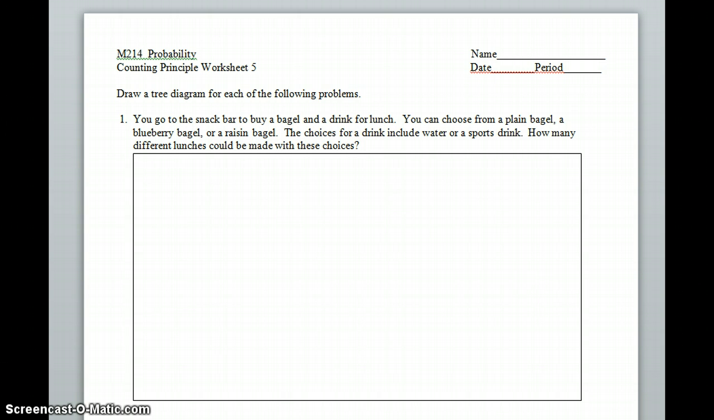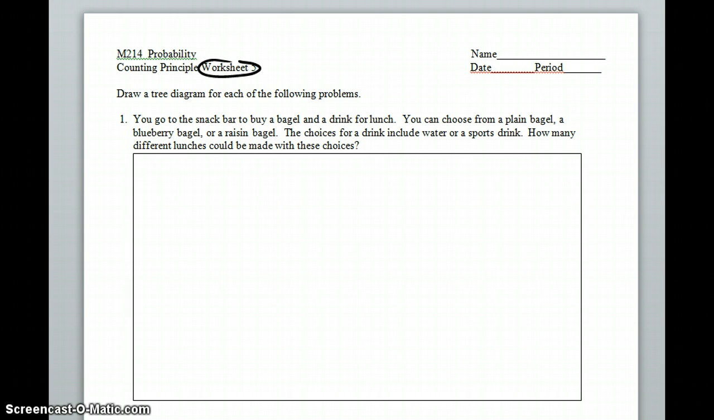Okay. So if we look at worksheet 5, which should be in front of you right now, it says you go to the snack bar to buy a bagel and a drink for lunch. You can choose from a plain bagel, a blueberry bagel, or a raisin bagel. The choices for a drink include water or sports drink. How many different lunches could be made with these choices?